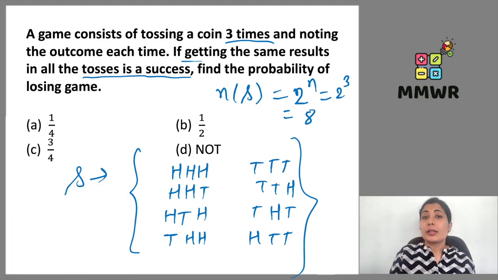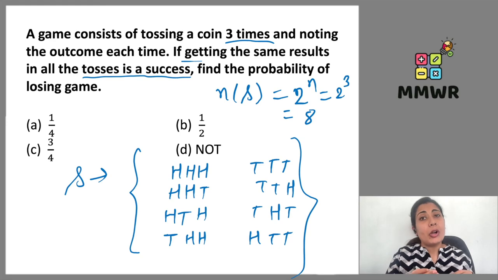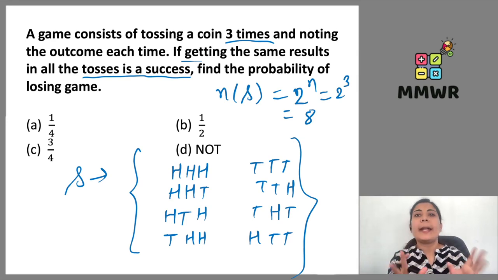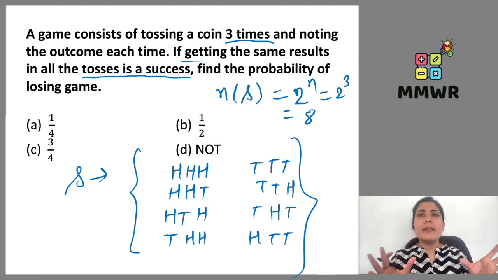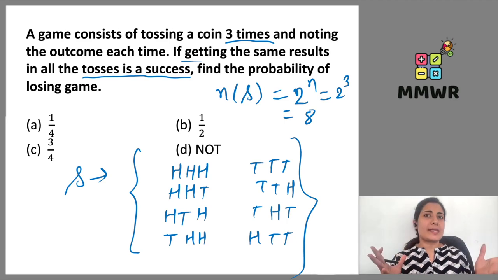All the times when we are tossing the coin, all three times we should get the same result. अगर पहली बारी में head आया है, दूसरी दो बार में भी head ही आना चाहिए. That means all three times we should get head, head, head. अगर फर्स्ट टाइम में टेल आ गया है, ऐसा नहीं है कि मेरा हेड हो गया तेरा टेल हो गया, नहीं. If I am getting all three times the same result, तीन मैं जीत जाऊंगी.